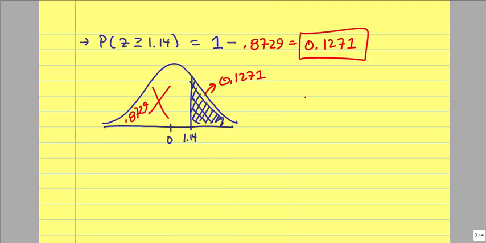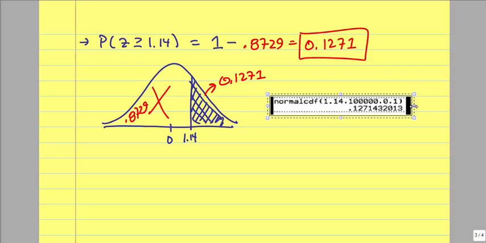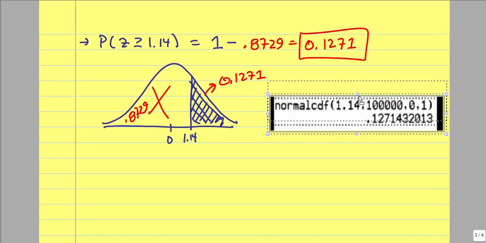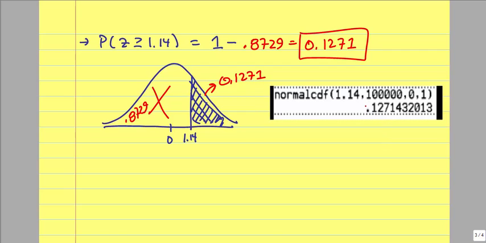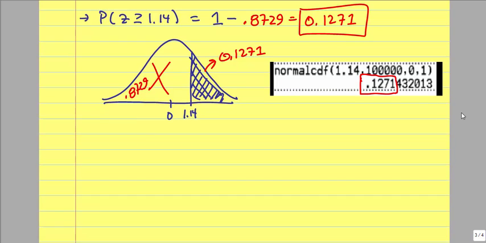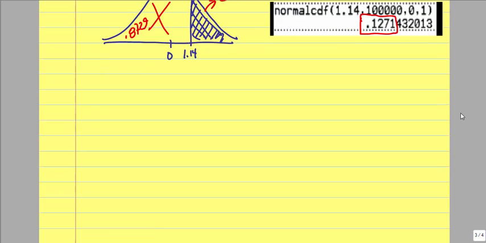Okay, now remember when you put these in your calculator, if you don't have that message box that popped up on mine, you have to remember the order: lower, upper first, and then mean and standard deviation next. And we can see that this goes ahead and rounds to 0.1271. Okay, so this is an example of using the fact that the total area underneath the table is equal to 1 to help us solve.